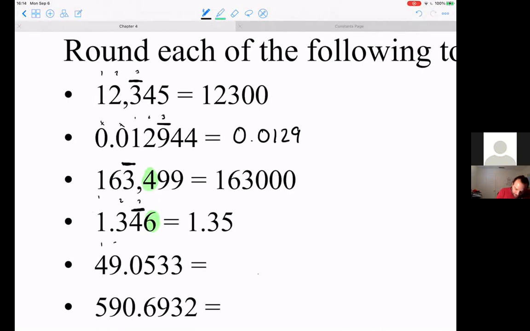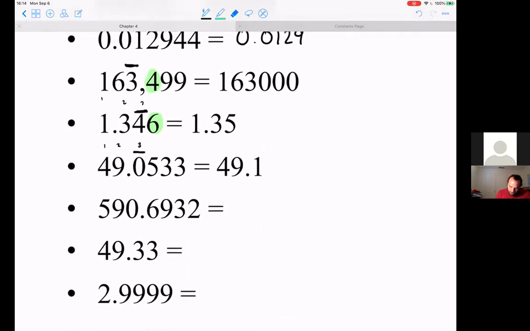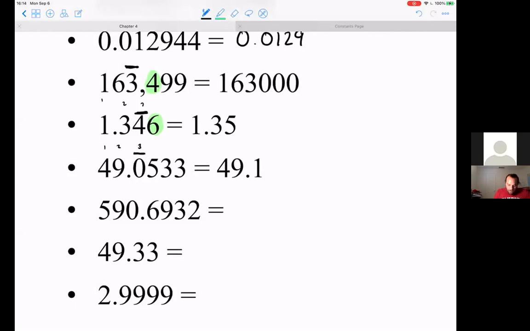Again, rounding to 3 sig figs, I'm going to count from the left: 1, 2, 3. I'm rounding to this tenths place, so this would be 49.1. Again, sort of beating a dead horse here, but rounding to this third sig fig, this would be 591. Rounding to our third sig fig, the next digit is a 3, so it rounds down to 49.3.